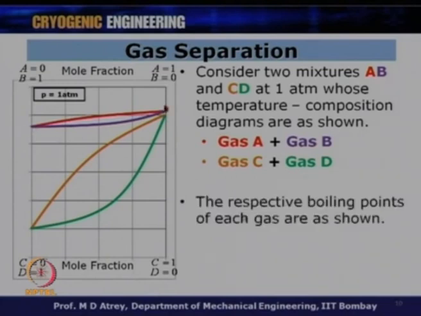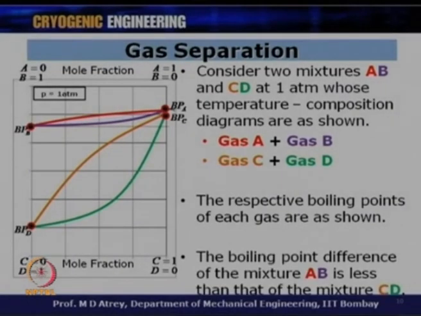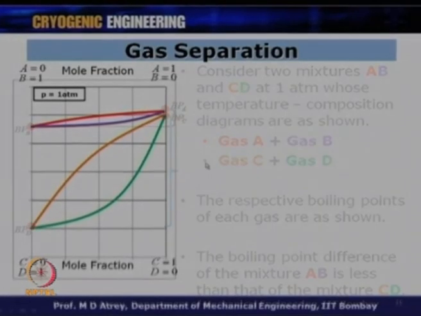So, what do you see from here? Looking at the respective boiling points of each of these gases as shown over here, the boiling point difference of the mixture AB is only this much, while the boiling point difference for the mixture CD is quite large as compared to what it is for A and B. Now, what do I want to tell from here? That the difference between the two boiling points of A and B and of C and D is very important, because that will determine the separation which happens for A and B and for C and D. That is how we can see in the next slide.